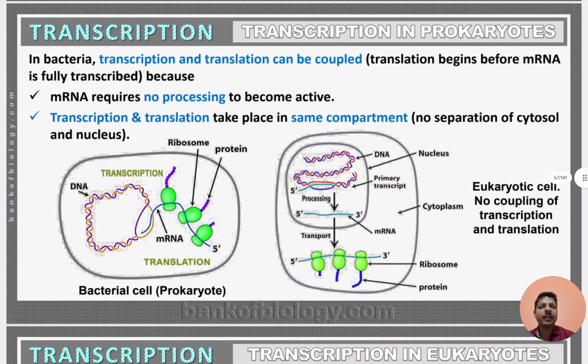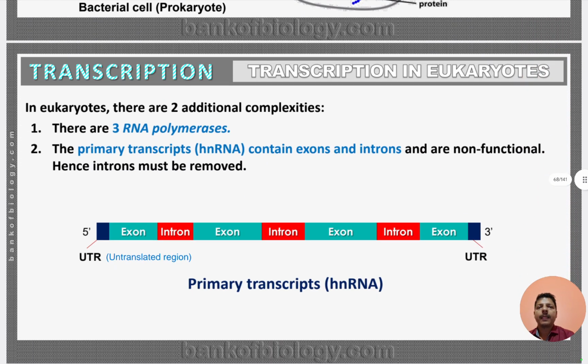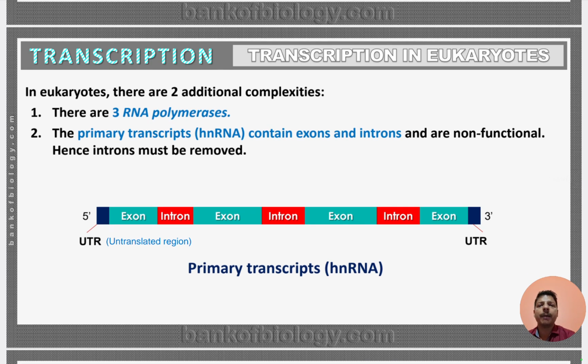But in a eukaryotic cell, there is no coupling of transcription and translation. After transcription, translation occurs. Coming to the eukaryotes, there are two additional complexities. There are 3 RNA polymerases, and the primary transcript hnRNA contains exons and introns and is non-functional, so introns must be removed. Here the UTR is there, the untranslated region. The primary transcript is hnRNA, heterogeneous nuclear RNA.